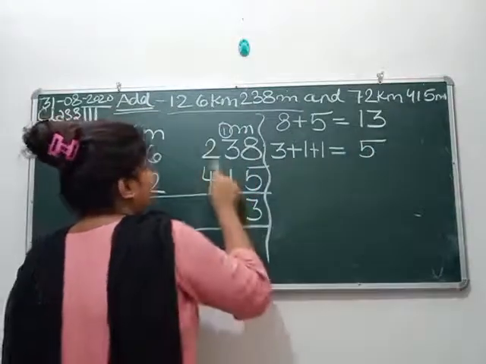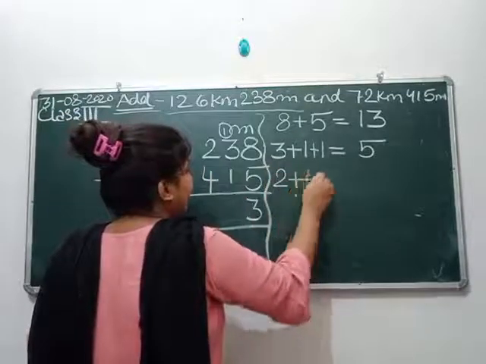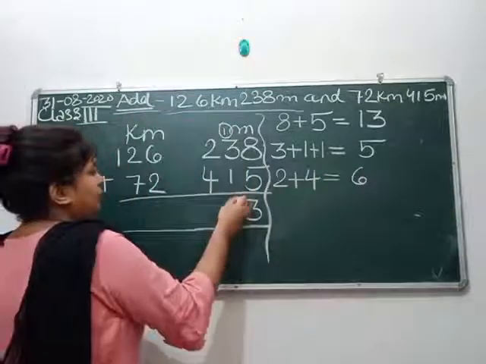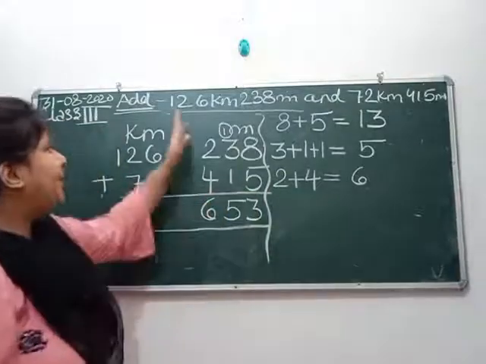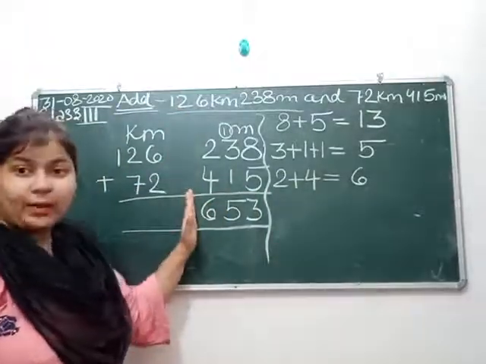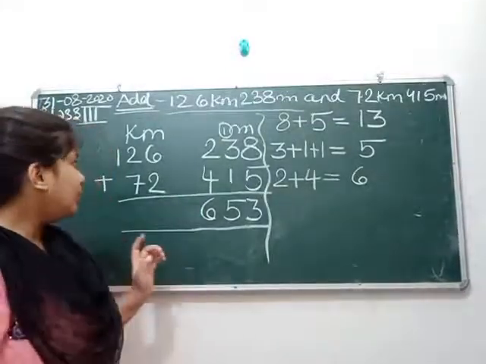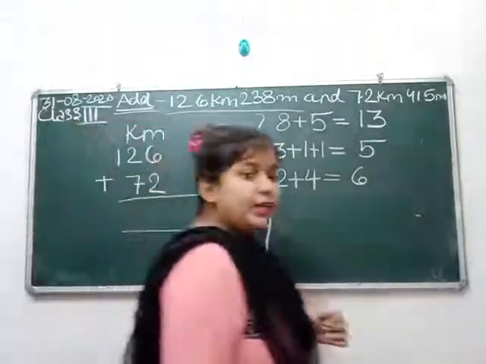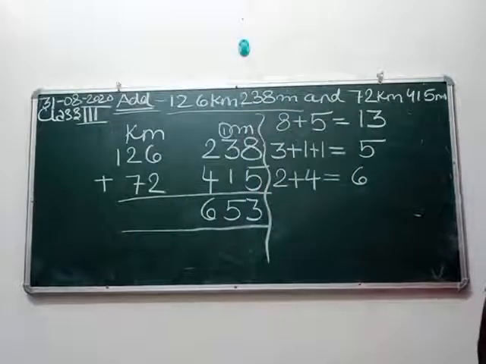Okay. At this place we are having 2 plus 4. Now 2 plus 4 will get 6. So here I have written 5. Here we will write 6. So what happened? Our meter part is solved. Now we will move toward the kilometer part. Come on, add the kilometer part, beta.